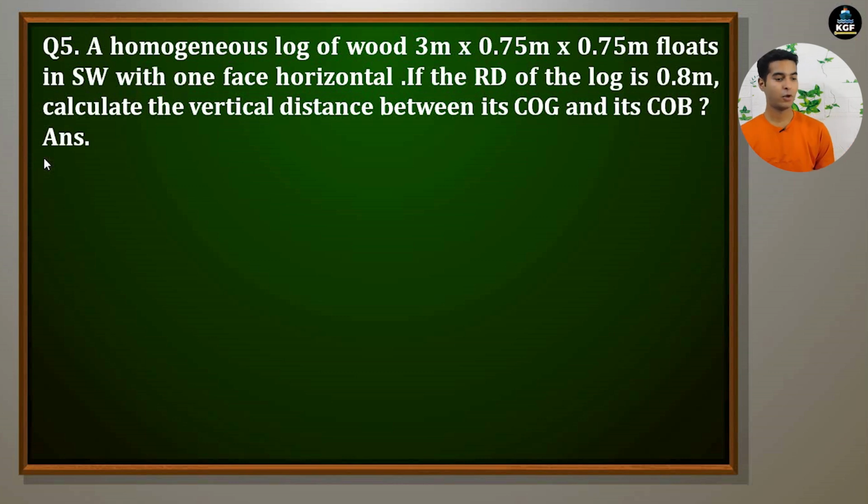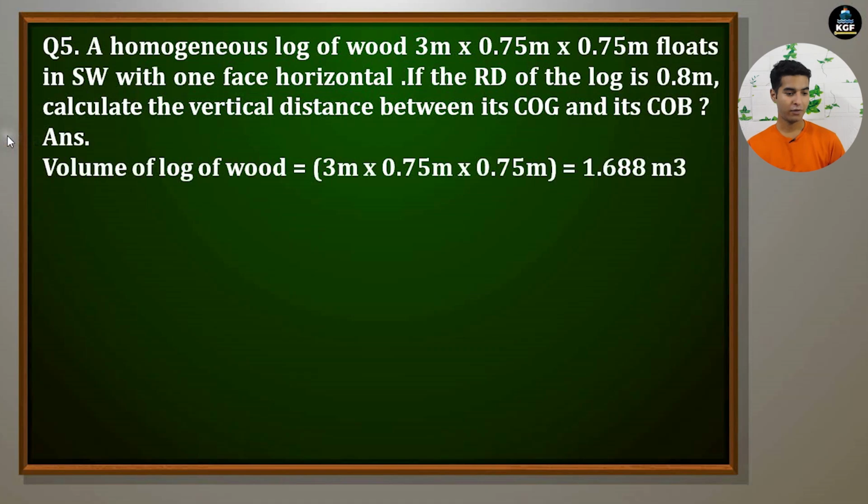Question 5 says that a homogeneous log of wood 3 meter into 0.75 meters multiplied by 0.75 meters floats in salt water with one face horizontal. If the RD of the log is 0.8, calculate the vertical distance between its COG and its COB. So guys, COG and COB are two different concepts. COB stands for center of buoyancy, which remains in the underwater of the ship. COG stands for the center of gravity, which remains out of the water on the body of a ship.